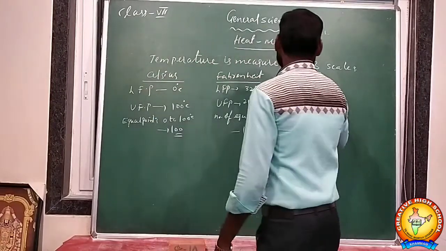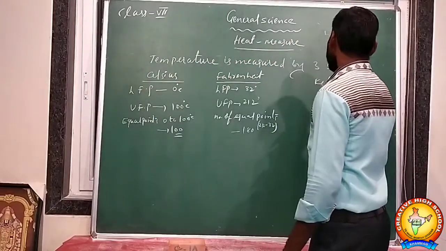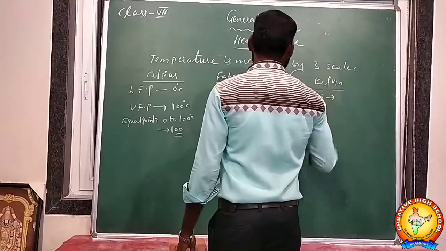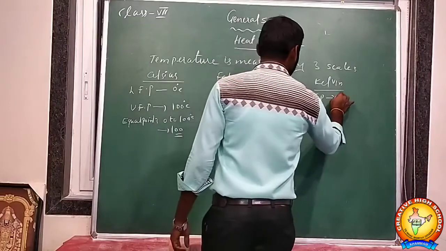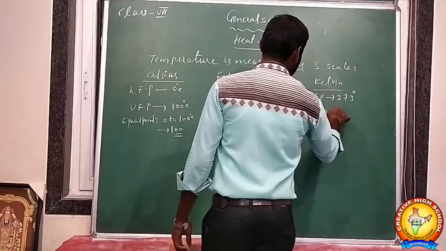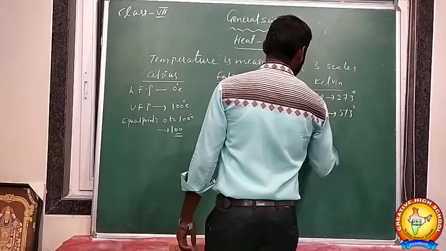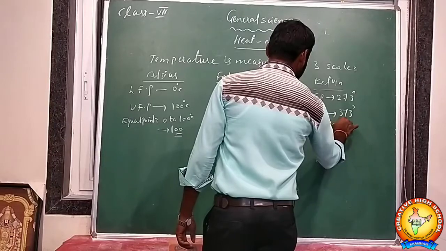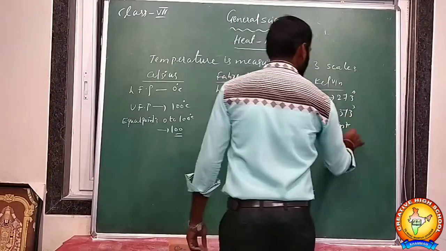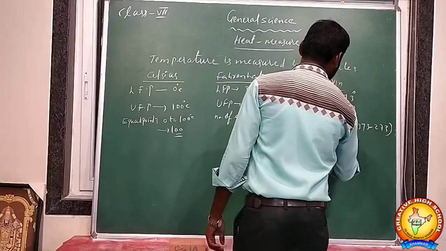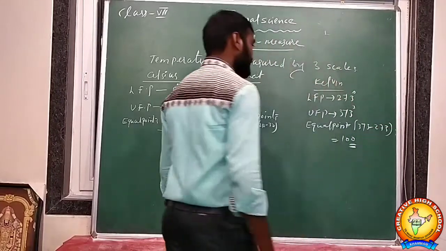Next, the Kelvin scale. The lower fixed point is 273 and the upper fixed point is 373. The equal divisions are 373 minus 273, which is 100 equal points.